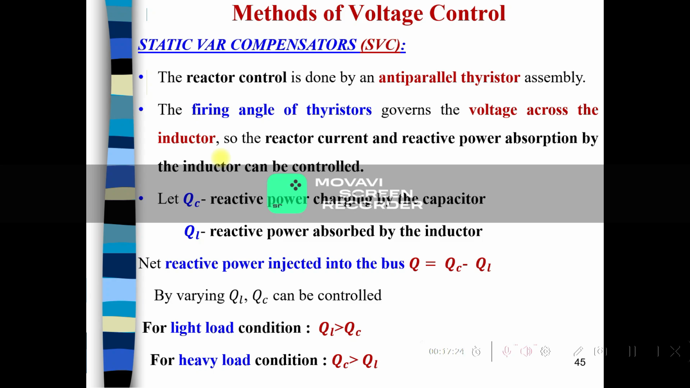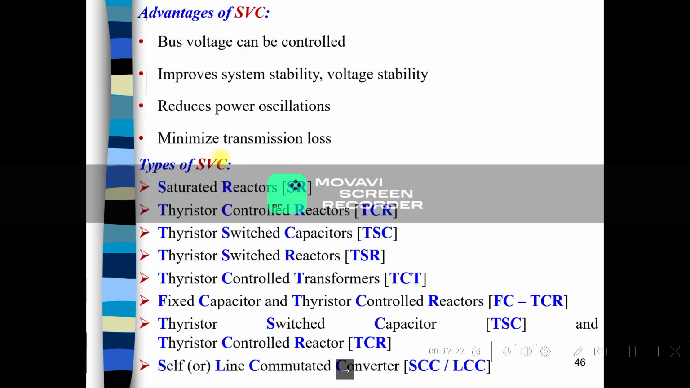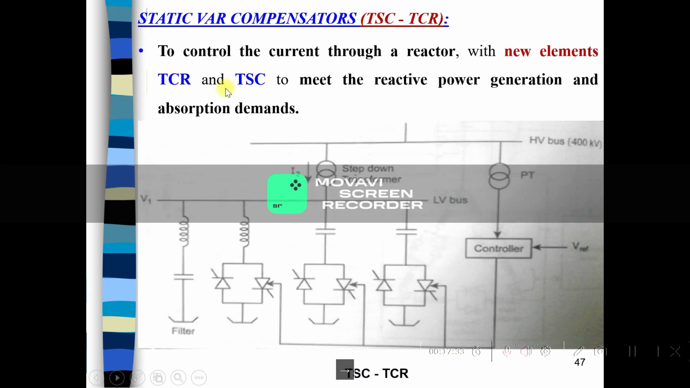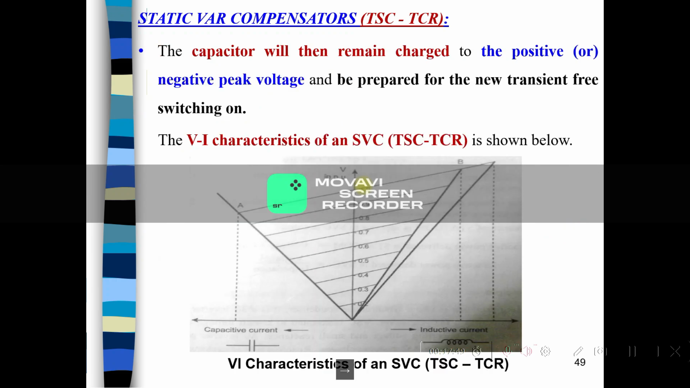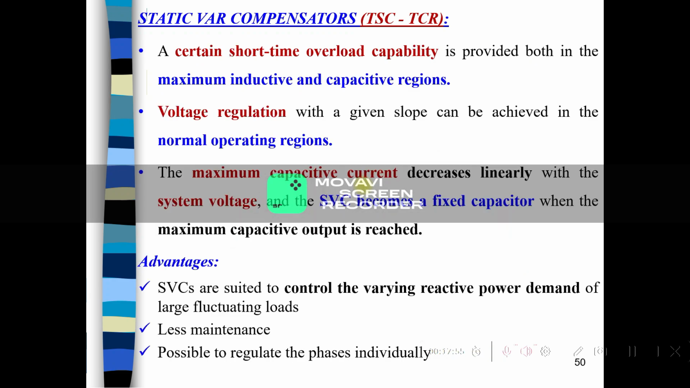And another one, static var compensator using SVC. Then next, types and advantages. So the static var compensator, that means thyristor switched capacitor and thyristor controlled reactor. This is the given circuit we can connect to the transmission lines. So this explanation. So the characteristics of TSC and TCR. Advantages.